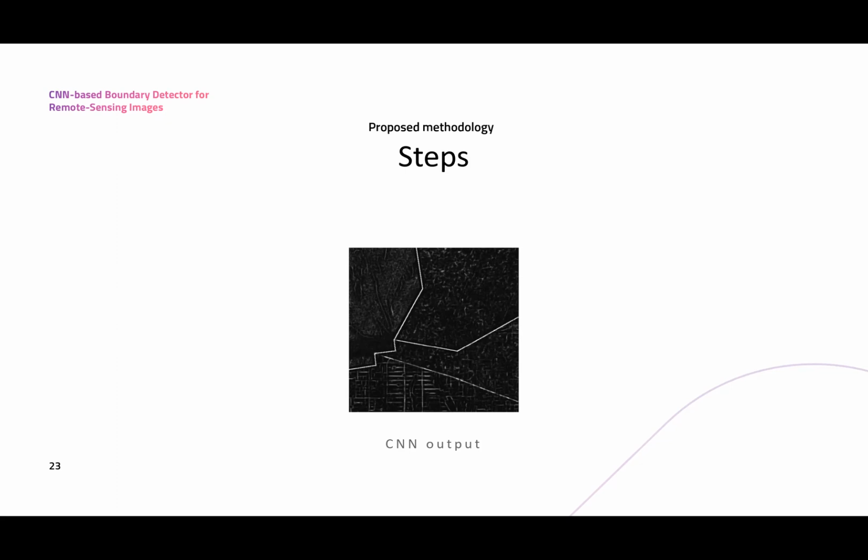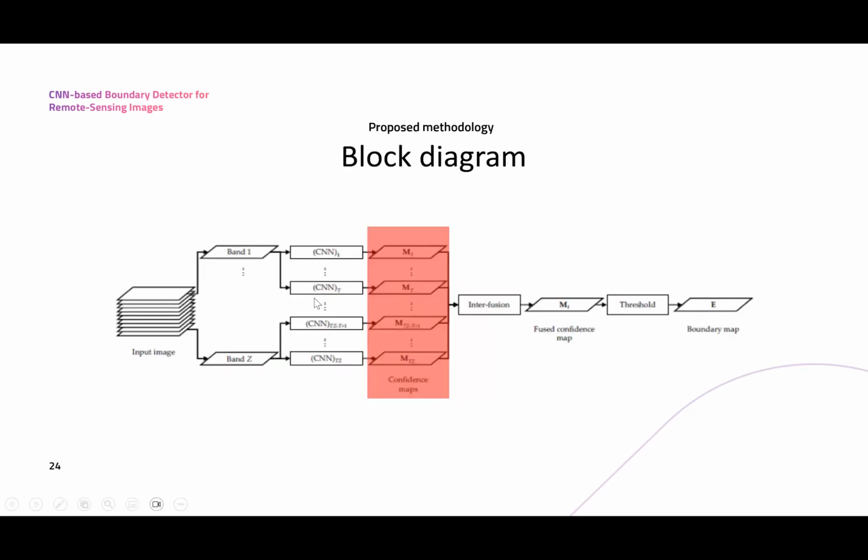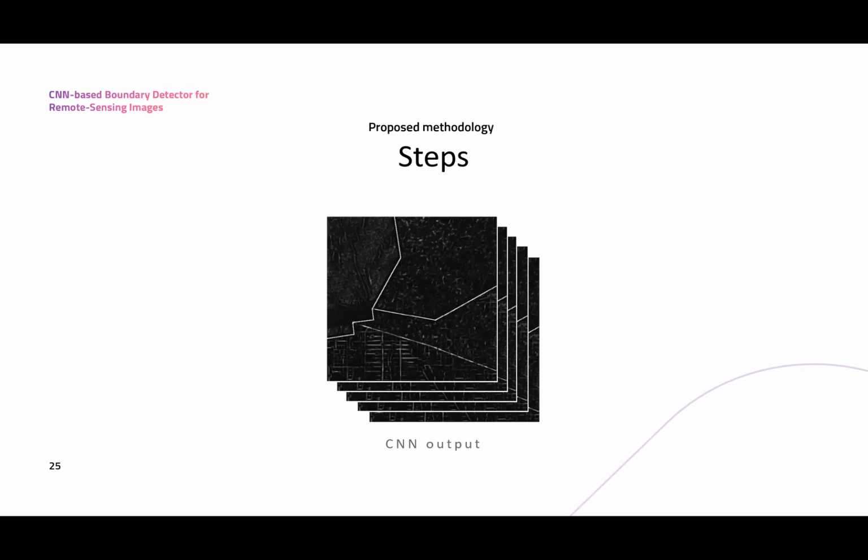So the network learned to ignore the texture and focus more on the edge between regions instead of the boundaries within each region, which gives good performance. So this is one output only. For each band, we'll have multiple confidence maps: you multiply the number of bands by the number of convolutional neural networks per band, and then you have multiple confidence maps. Then the idea is that we need to group them all into one, because we need one boundary map at the end.